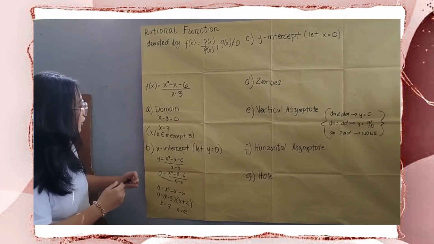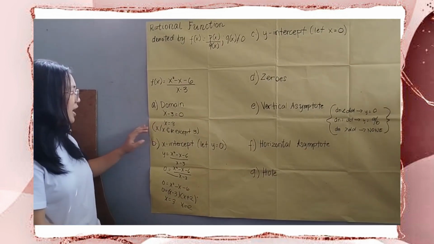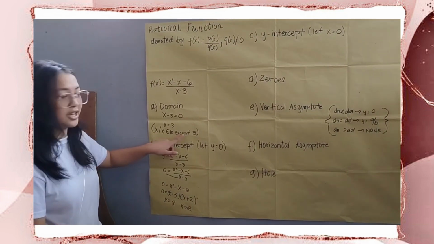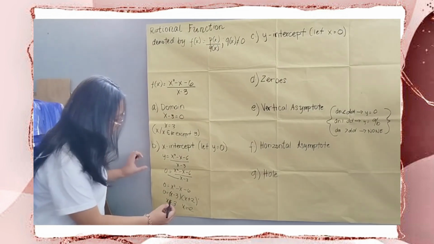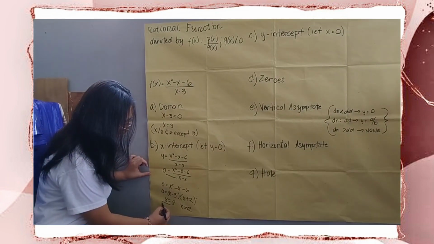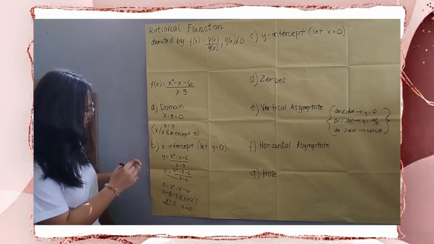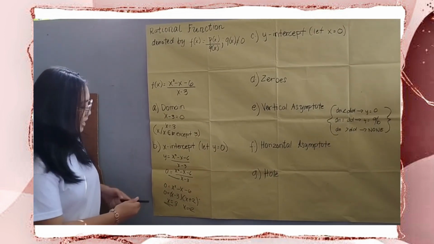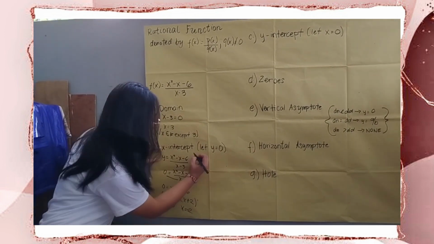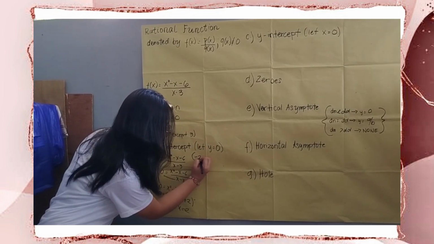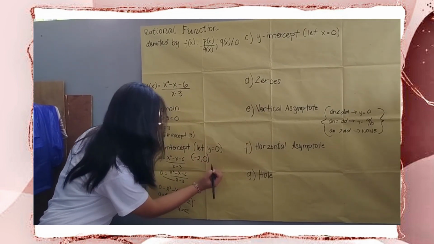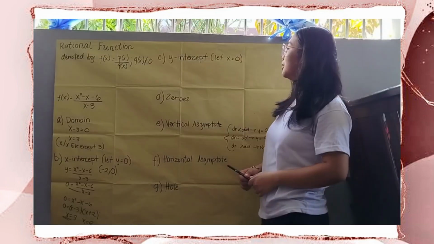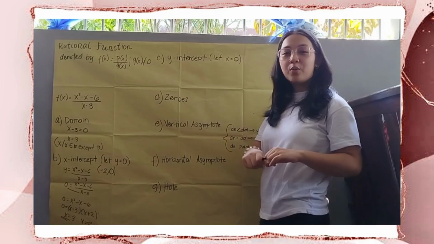So, may rule tayo dito sa domain. Sabi dito, x such that x is an element of the real numbers except positive 3. So, hindi natin kukunin tong x is equal to positive 3 kasi may rule tayo sa domain. Ang kukunin lang natin ay ang negative 2. So, negative 2, 0 yan ang x-intercept natin.